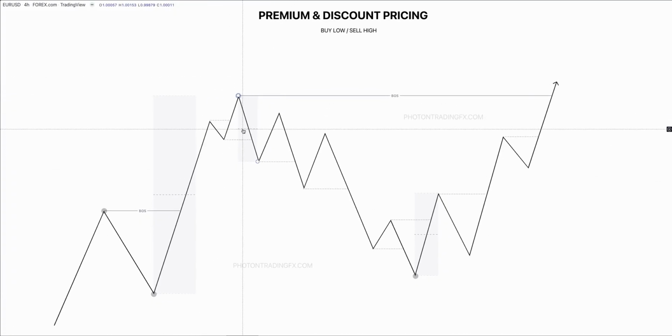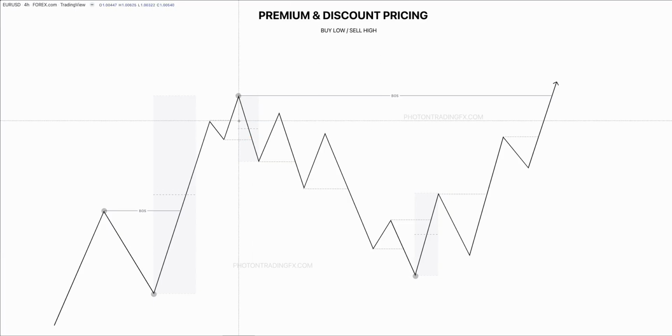Now, as you can also see here, I've also drawn on the premium and discount of the internal leg, right? So you can apply the premium discount concepts to any piece of structure that you want. You just have to be aware of what range you are within and where, right? So in this moment, we are within the premium prices of the swing range, okay? We have that internal breaker structure. So now that is a very good signal that the swing pullback is going to start, right?